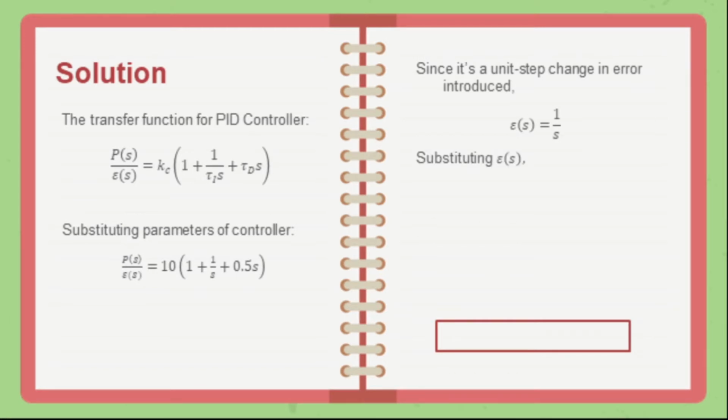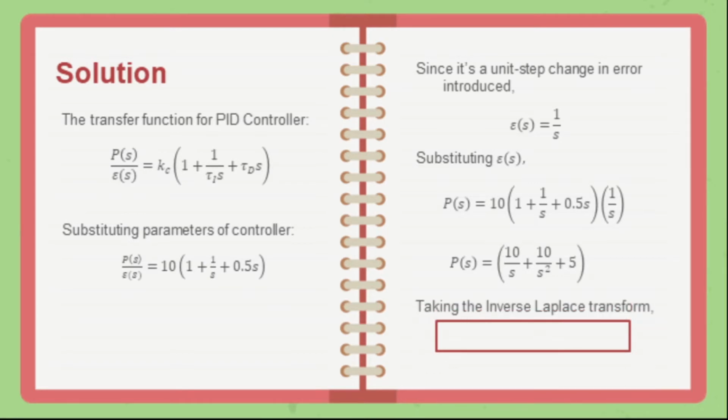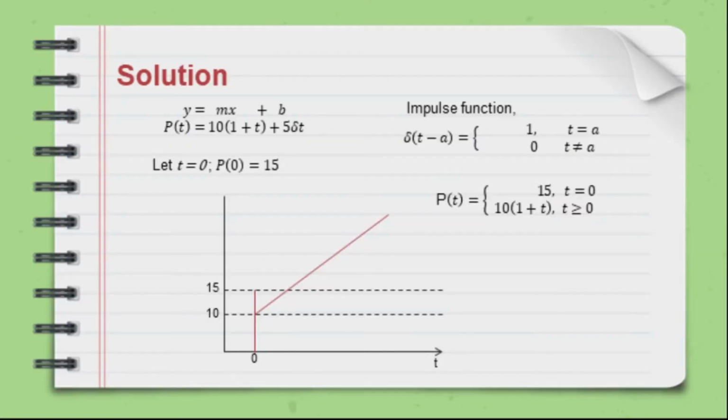Substituting epsilon of s to the equation, we get P of s equal to 10 over s plus 10 over s squared plus 5. By taking the inverse Laplace transform of this equation, we get P of t equal to 10 plus 10t plus 5 delta of t. So, plotting this response, we have this simplified equation here.